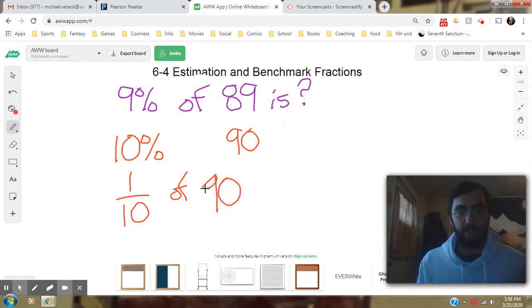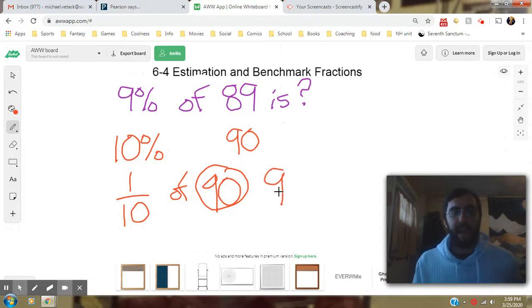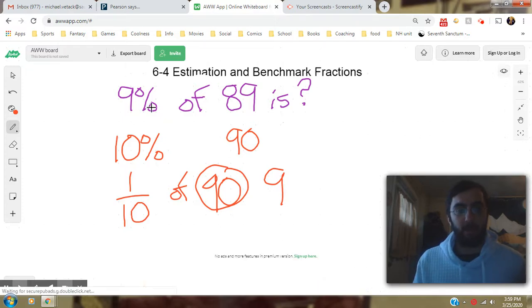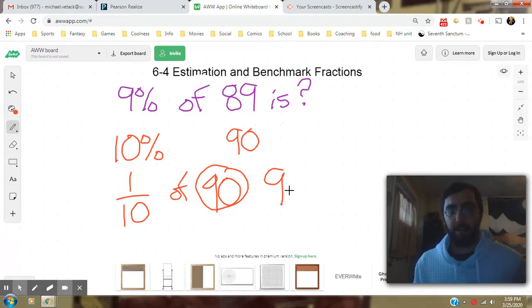So now 1/10 of 90, I take this number and divide it by the number in the denominator. So 90 divided by 10 is 9, and there's just one of those. So my answer is going to stay at 9. All right, so 9% of 89 is about 9.